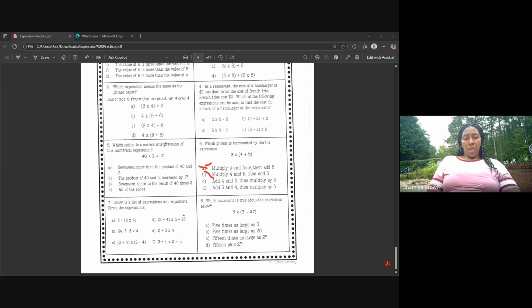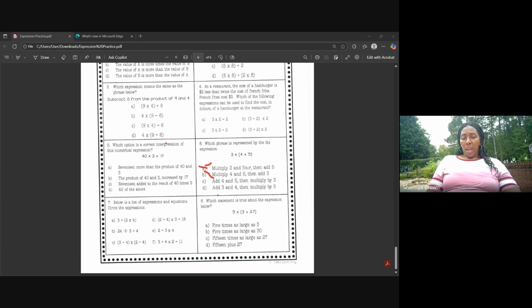Now, if I look at D, it does have an answer. It says that this equals 18, so that would be an equation. So that wouldn't be the one that I would circle. E is an expression, so I would circle that one. And F is an equation because it has an answer of 11. So I wouldn't circle that one because it's an equation and it's telling me to circle all of the expressions.